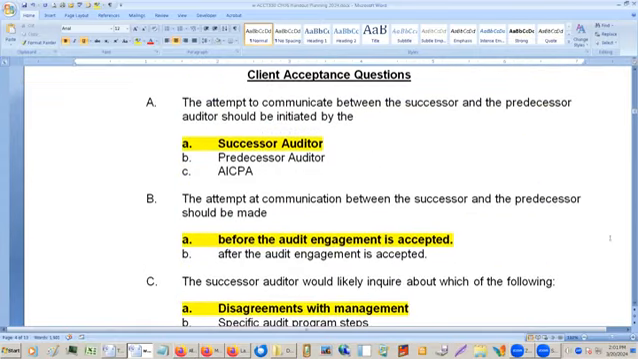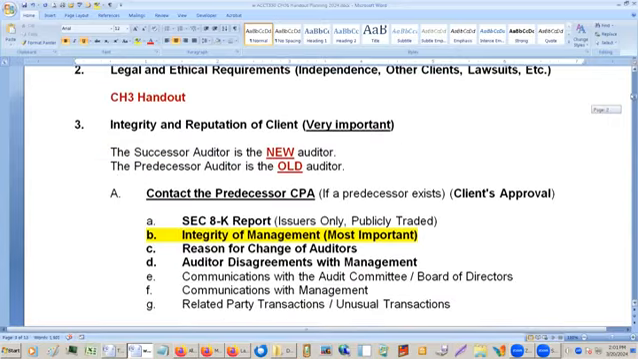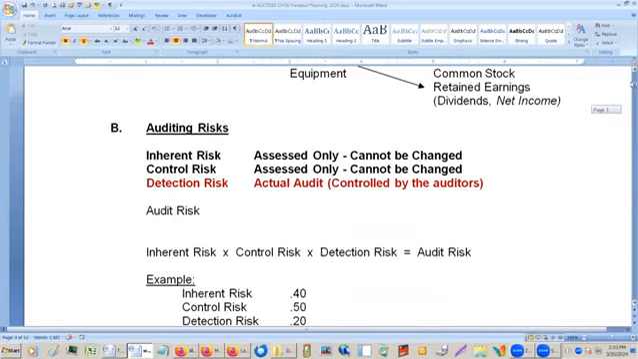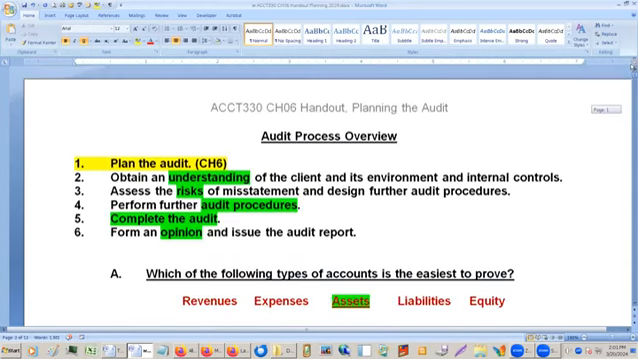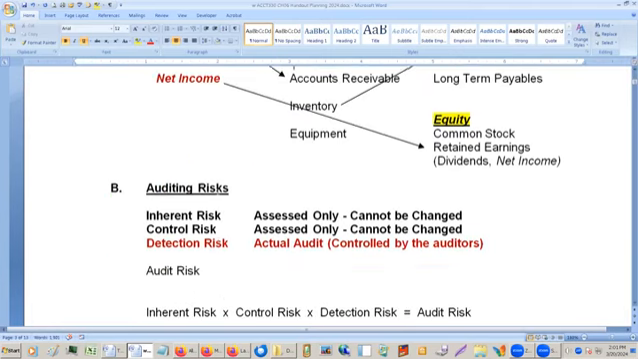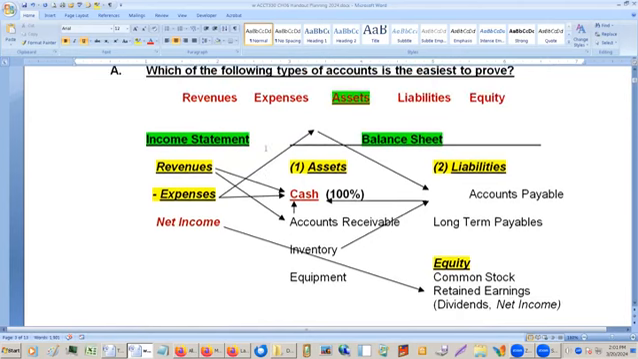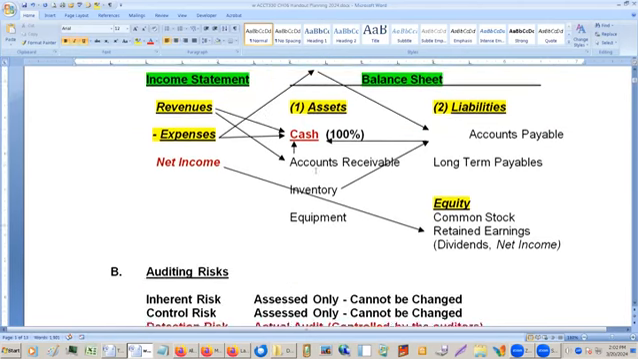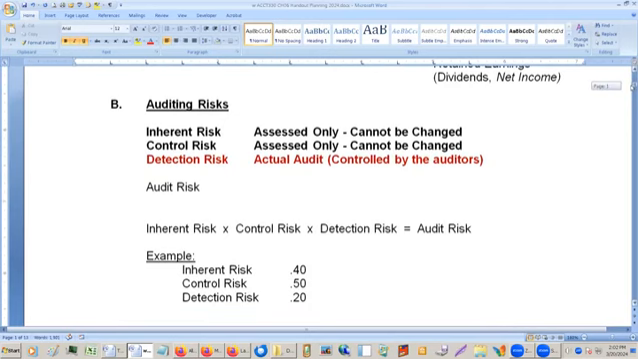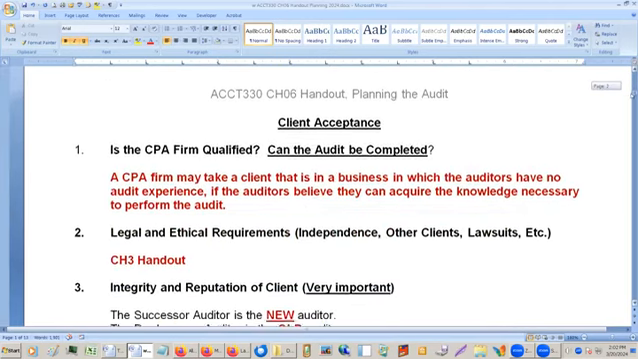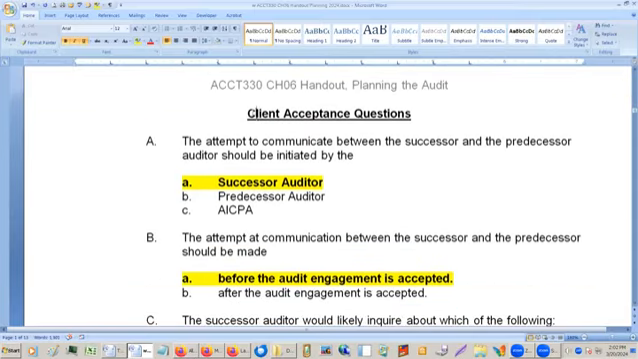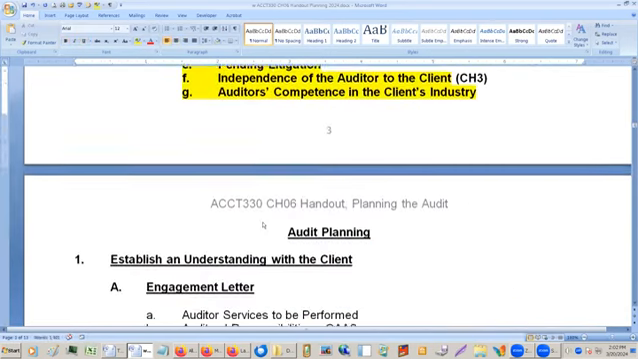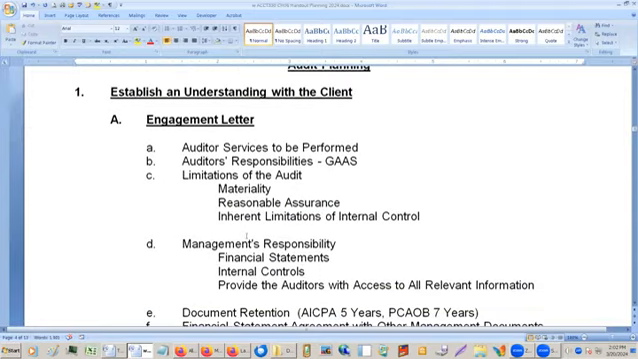Okay, so just to kind of rehash a little bit. When we do our testing, we test assets that are the easiest to test. That's kind of what we build our audit around, is testing the assets and the liabilities. And getting a client is obviously very important. Now, from this point on, it's okay, we have the client, and so now what do we do?